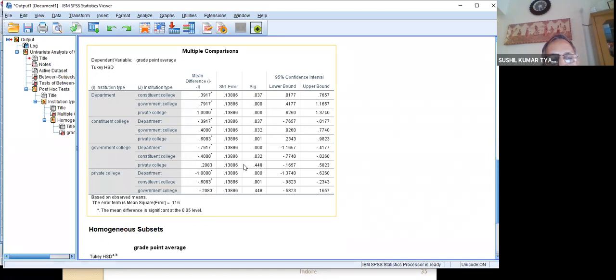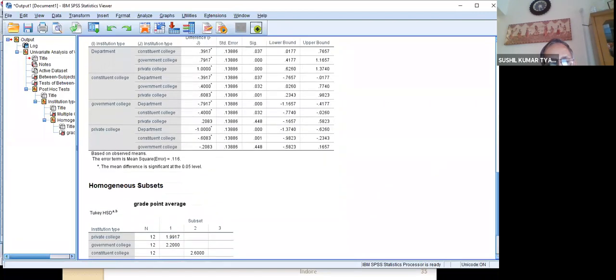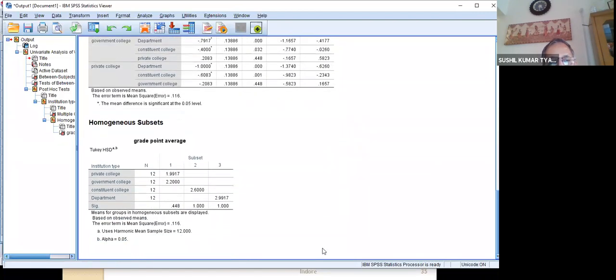So mind it, there is only one pair where the difference is not significant. In the remaining 5 pairs, the difference is significant. Now, this can also be interpreted using this homogeneous subset table. This is a more handy way, a more intelligent way to conclude the same thing.